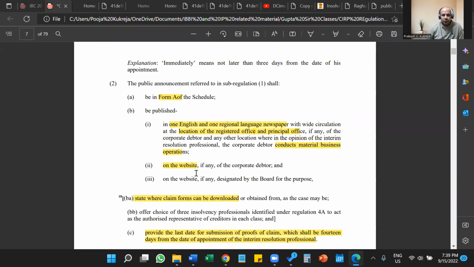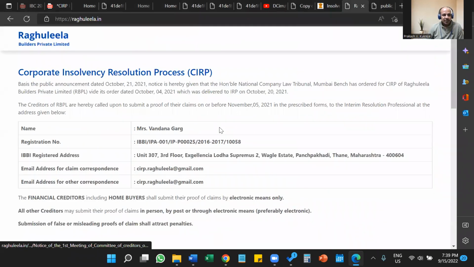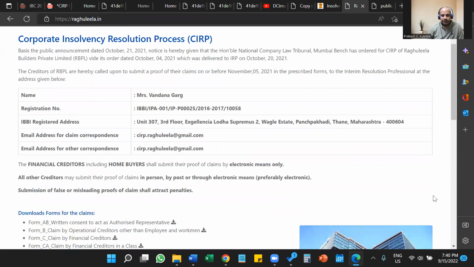Okay, so this was about the newspapers and the website. So I'll just show you one website here. This is Raghulila Builders Private Limited. Now, this company went into CIRP on October 21, 2021, and this is their own website. So the moment they were under CIRP, this is the information which has to be posted on the website, which we just saw in the regulation. So all the possible information, like what is the registration number, who is the IP, what is the registered office, and so on.